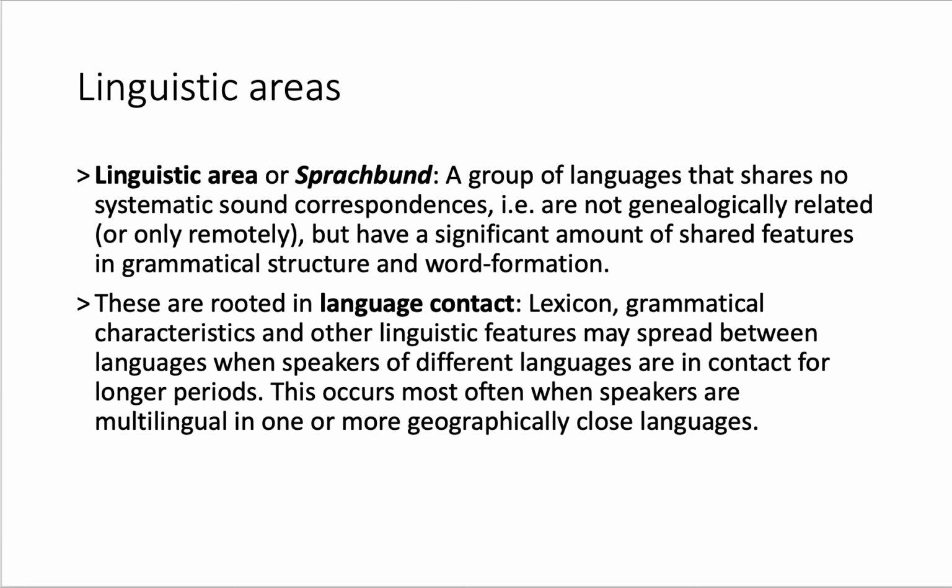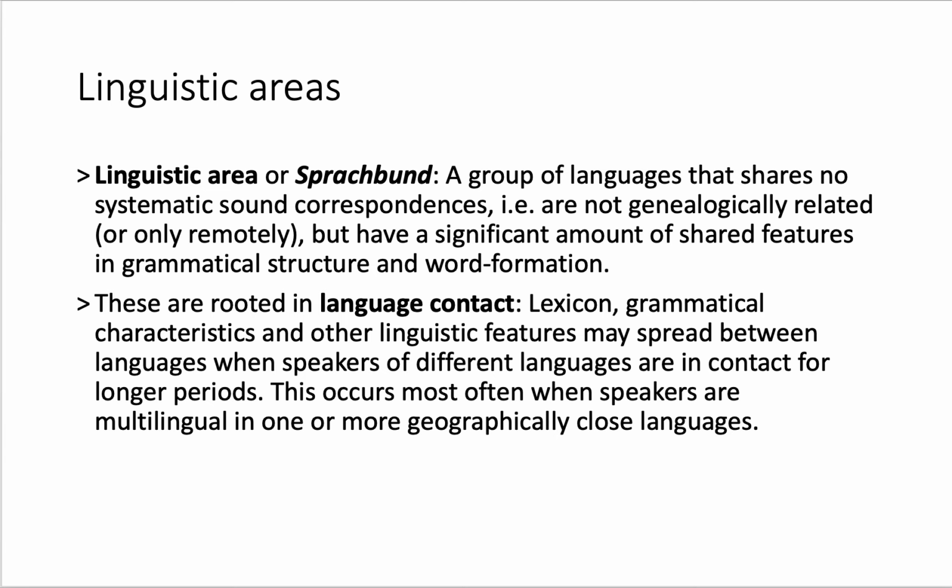So first up, linguistic areas. Here we have a short definition of what that is. So what a linguistic area or Sprachbund is. These are groups of languages that share no systematic sound correspondences. So the languages that are included in a linguistic area do not share a family, or they're not genealogically related, or only remotely. But they do have a significant amount of shared features in grammatical structure and word formation that we can't find an explanation for.